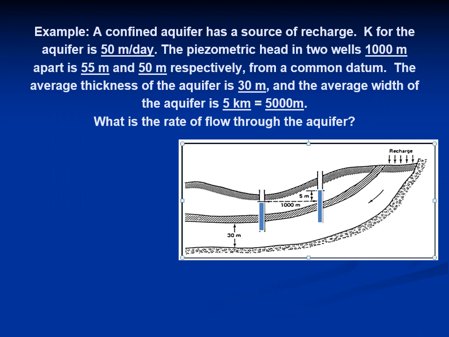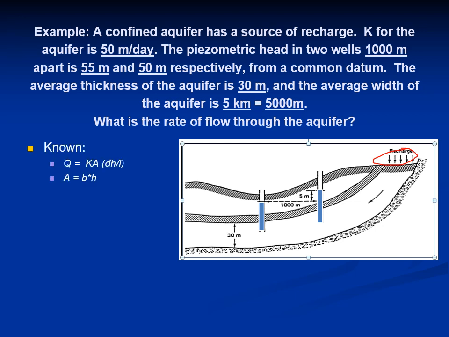Let's do an example of groundwater flow. A confined aquifer has a source of recharge to the right here, where it is open to the surface. Hydraulic conductivity, K, for the aquifer is 50 meters per day. The piezometric head in two wells, 1,000 meters apart, is 55 meters and 50 meters respectively, above a common datum. The average thickness of the aquifer is 30 meters, and the average width of the aquifer is 5 kilometers, or 5,000 meters. What is the rate of flow through the aquifer?